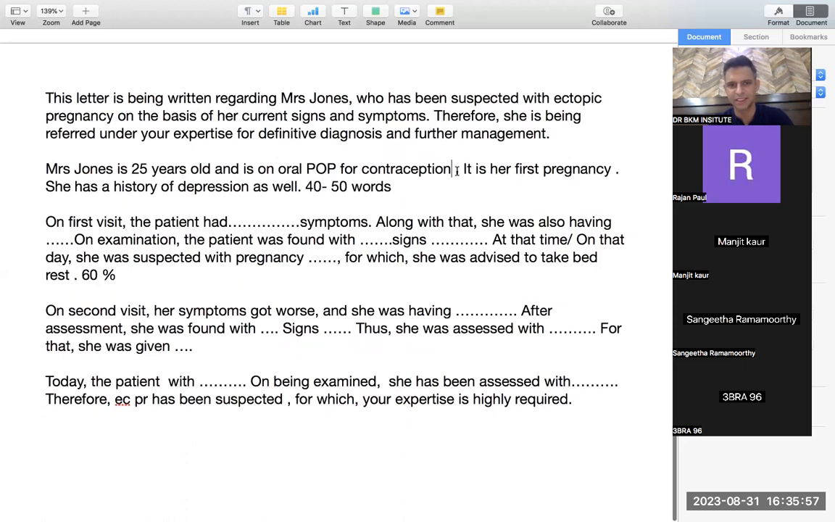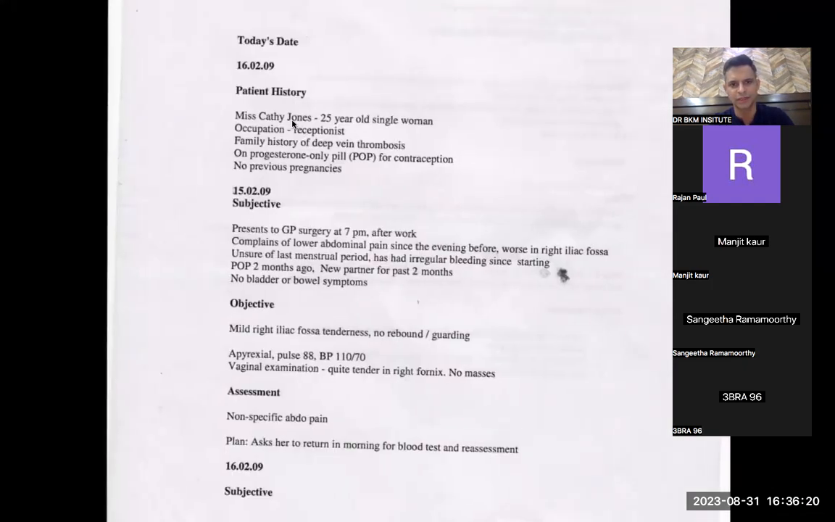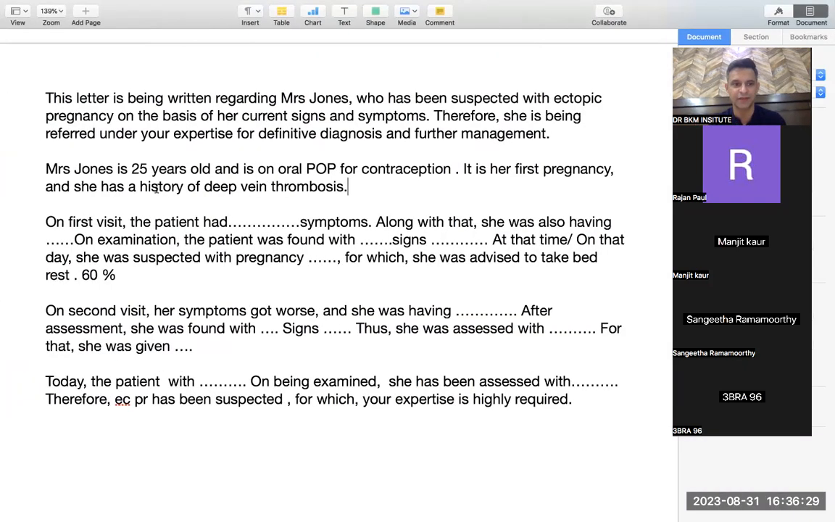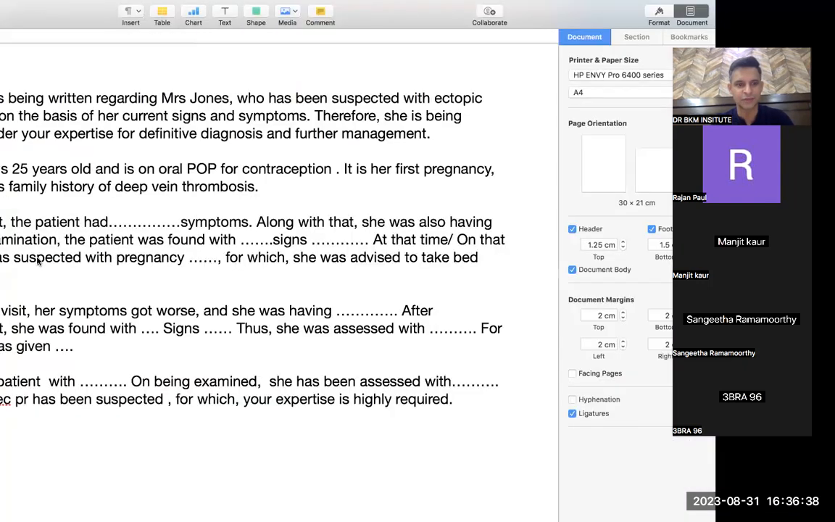It is her first pregnancy. So that is the same thing that is given. So I will say it is her first pregnancy. And she has history of deep vein thrombosis. Where did I pick this data from? I picked this data from here only, that was given. Exactly the same things, no changes. But she is not having history, she is having family history of. She has family history of, sorry. Again, there is a difference of word. Again, copy paste.